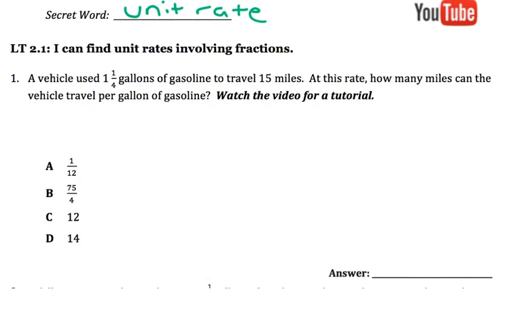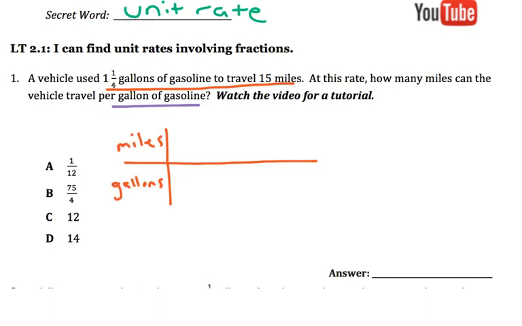All right, so this first problem is from the learning target, I can find unit rates involving fractions, and it says a vehicle used 1 1/4 gallons of gasoline to travel 15 miles. At this rate, how many miles can the vehicle travel per gallon of gasoline? So this is a great problem to put in a ratio table, and I'm going to show just a few ratio table strategies you could have used.